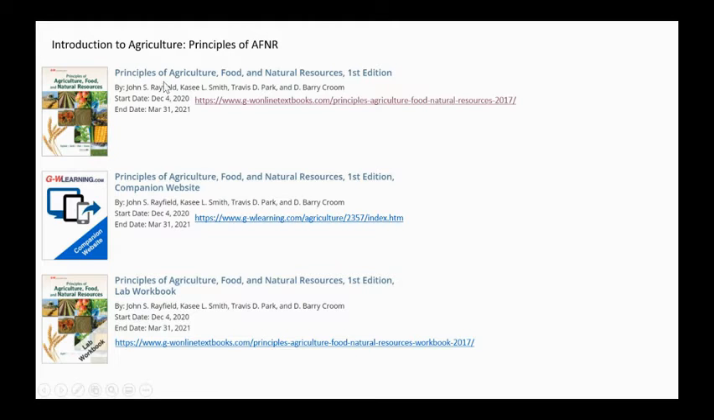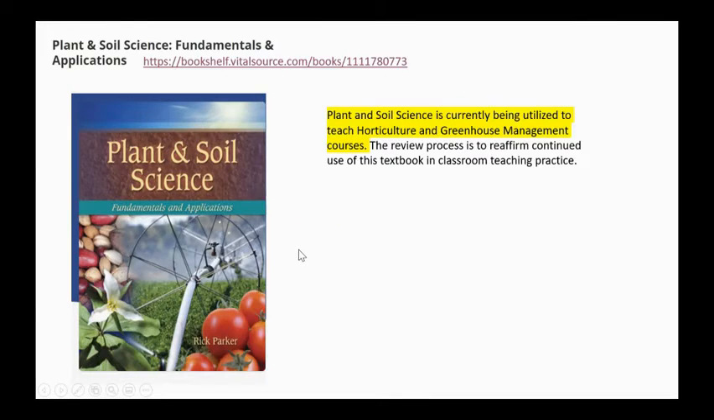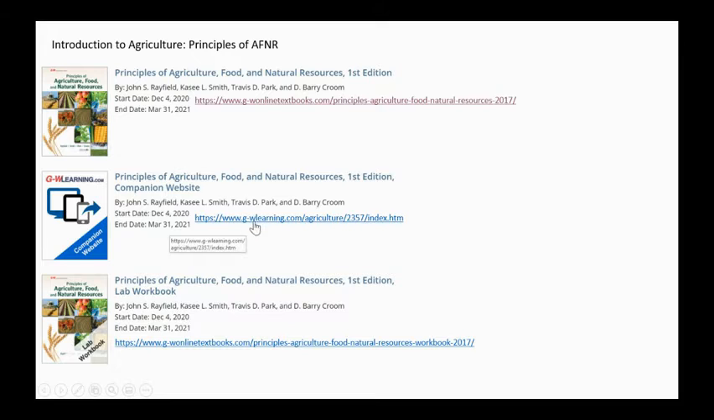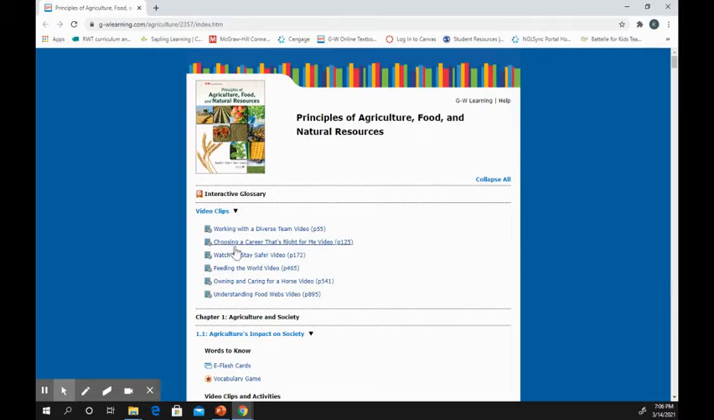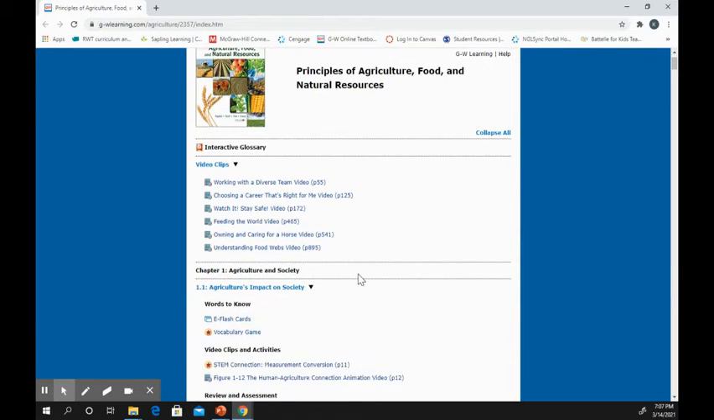Our Introduction to Agriculture, Principles of Agriculture, Food, and Natural Resources, 1st edition is the next text I would like to share with you. I'm going to share our companion website. Here we have an interactive glossary, video clips that students can view in order to understand the materials they are learning.